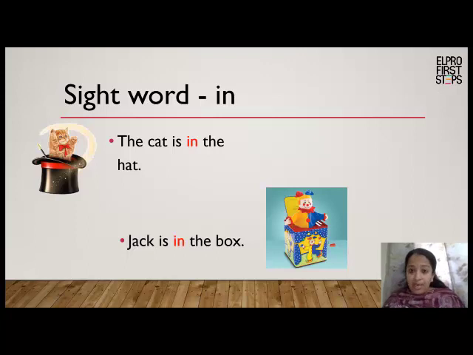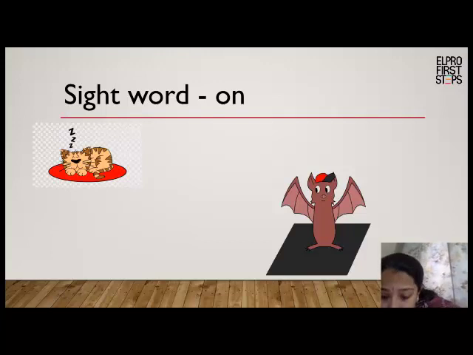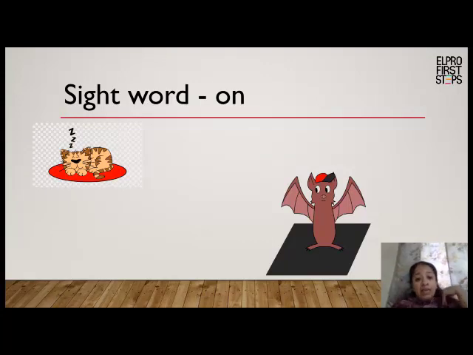Okay. Now, the next word is on. Now, the last slide showed in. In means something is inside. But on means something is there on the surface. Like, for example, my hand is here. Okay. So, my finger is on my hand. Or, I have a pillow here. My finger is on the pillow.